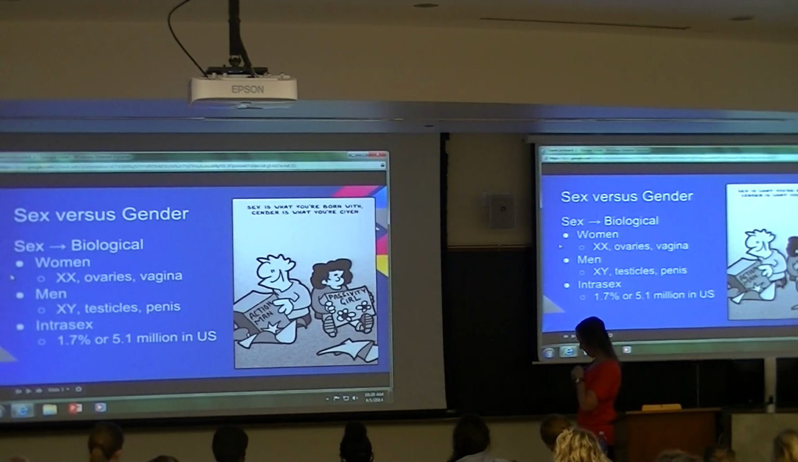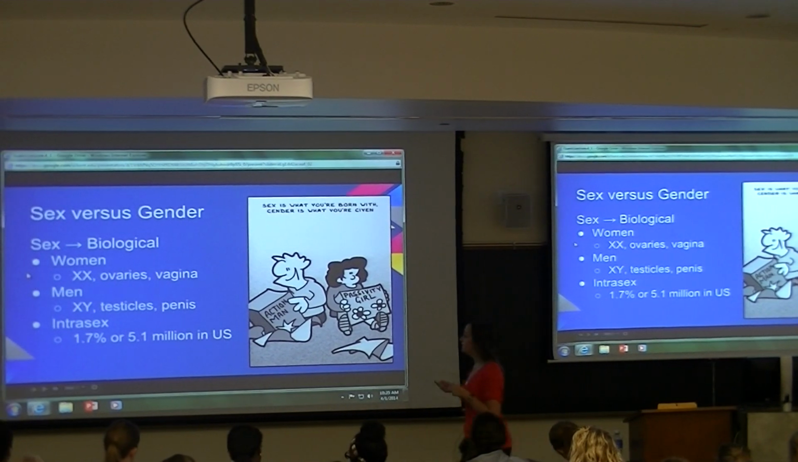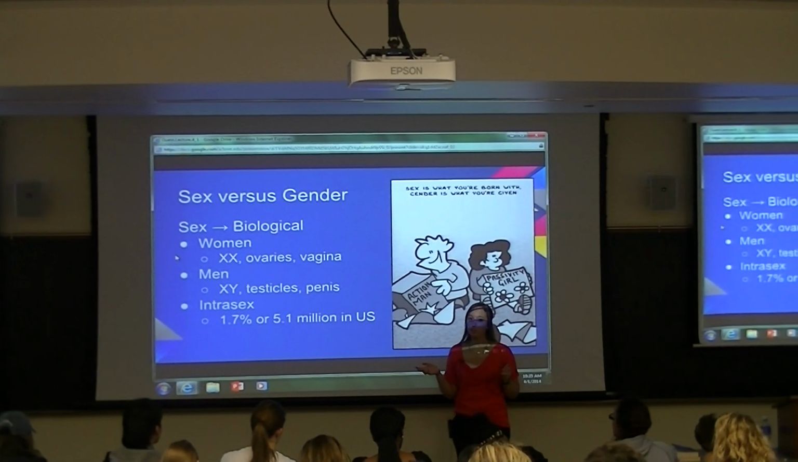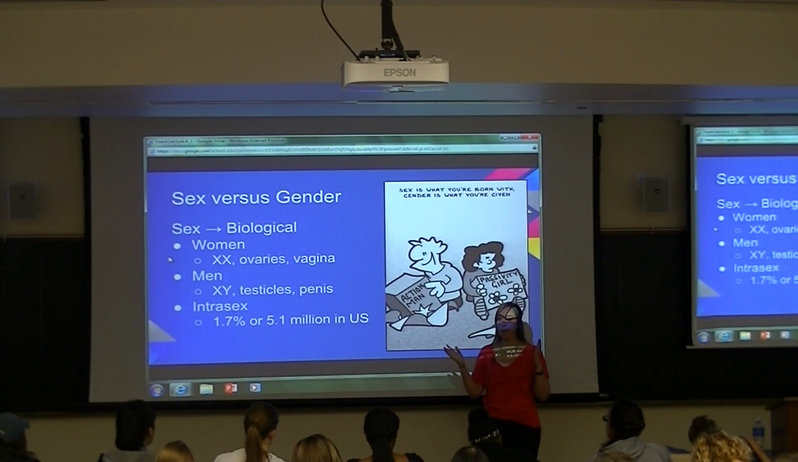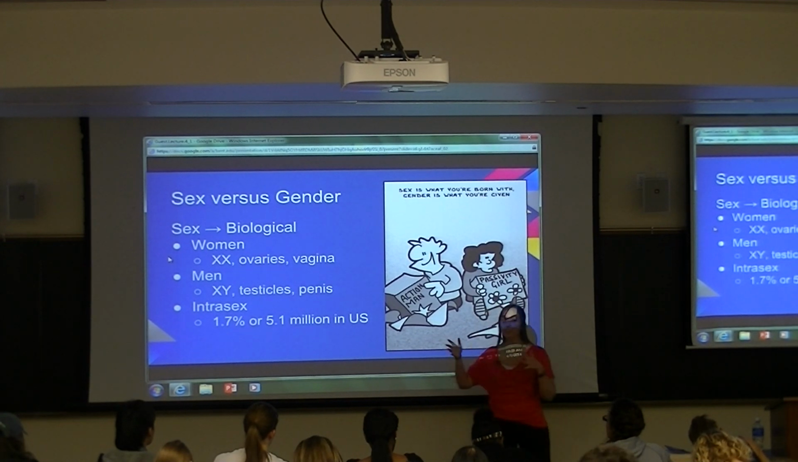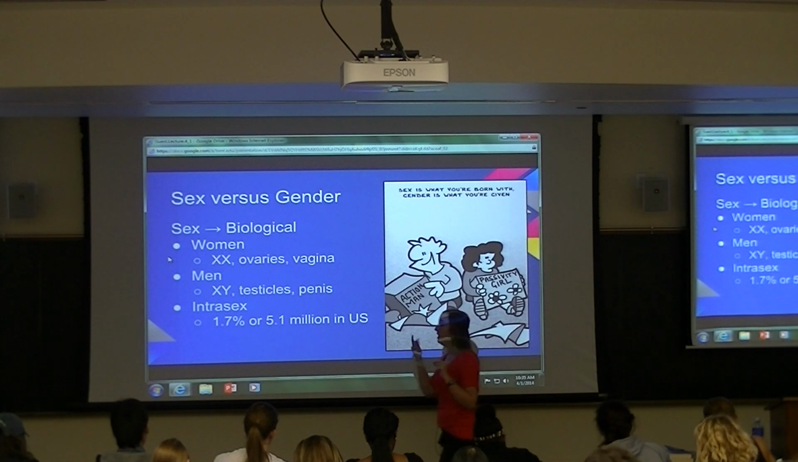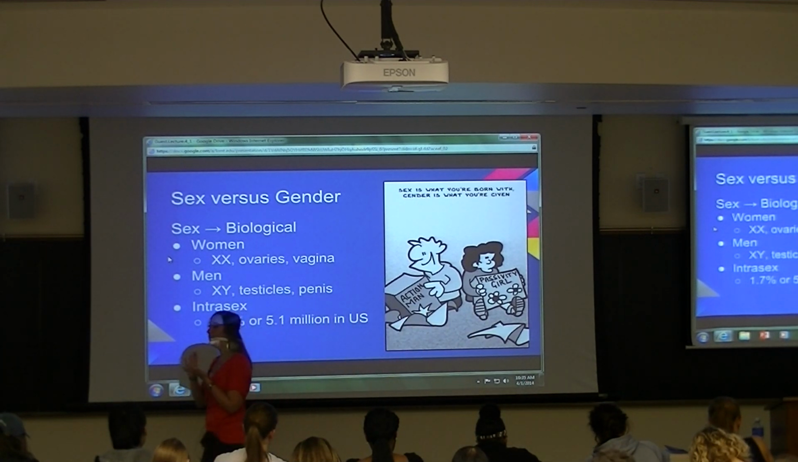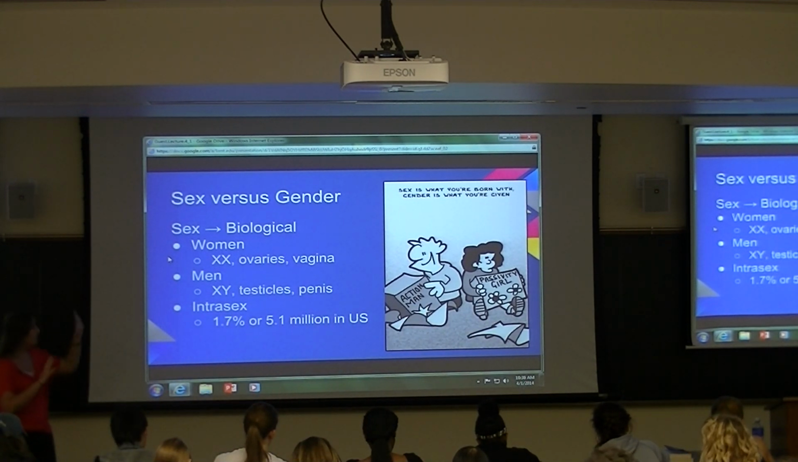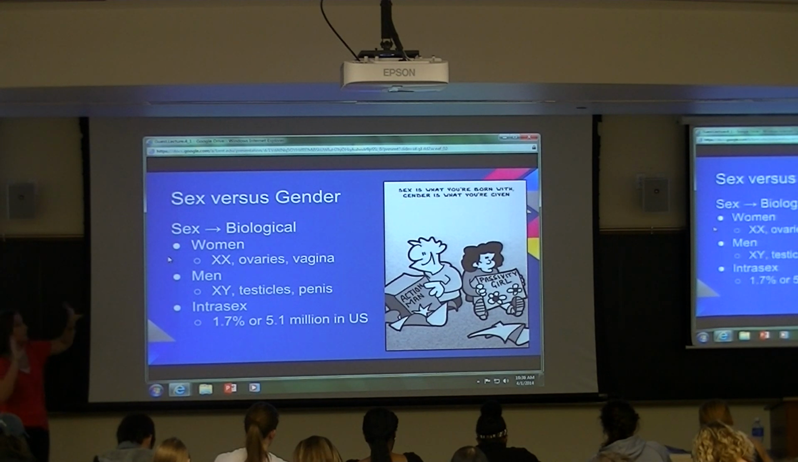First I want to go over the difference between sex and gender. Sex is very much biological. For women, we have XX chromosomes, ovaries, and a vagina. That is strictly what sex means. It's biological. And for men, XY chromosomes, testes, and a penis. Very different. So when we're talking about gender today, we're not talking about these things.